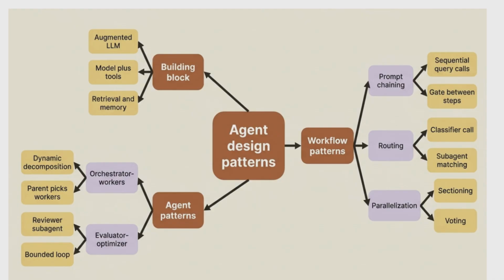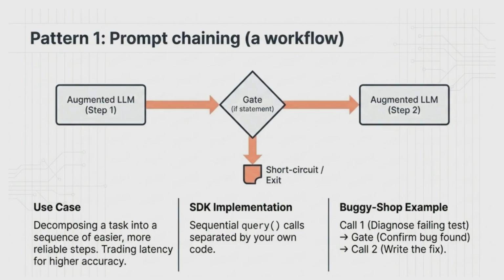Pattern 1, prompt chaining, a workflow. Prompt chaining decomposes a task into a sequence of steps where each LLM call processes the output of the previous one. You hold the control flow, and each step is an easier, more reliable call than one giant prompt would be. The main goal is to trade off latency for higher accuracy by making each LLM call an easier task. Use it when the task can be easily and cleanly decomposed into fixed subtasks.